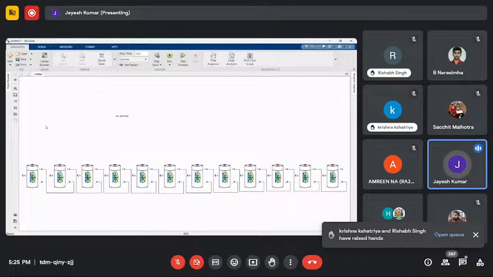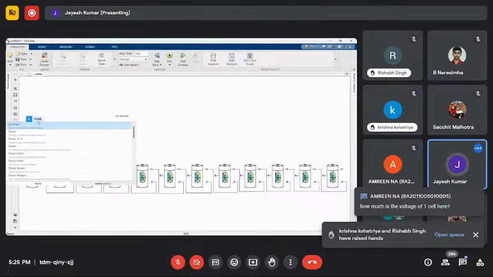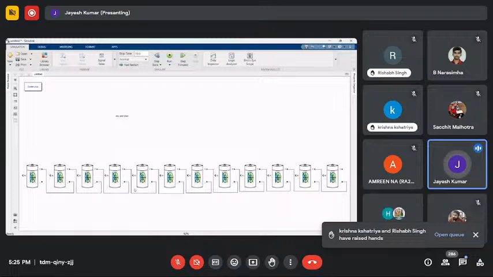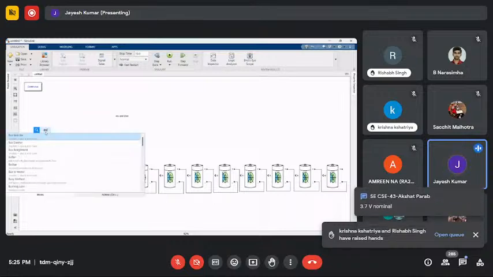Now I need a continuous power supply, so for that I use powergui, and now my battery pack is ready. To measure the voltage and current, I need a voltmeter and an ammeter, and I also need a bus selector, because in these batteries we can easily see the response signal of each battery. So I can choose the bus selector.